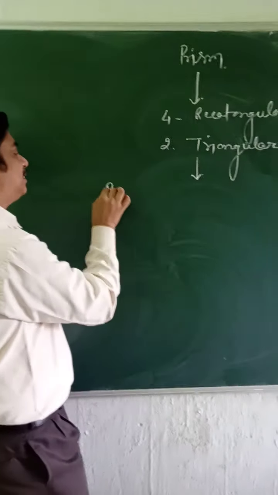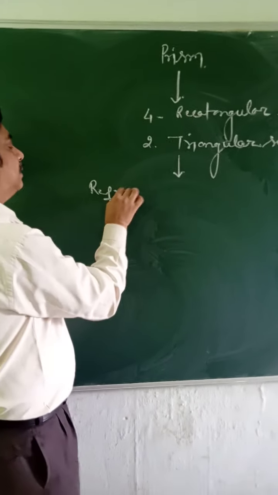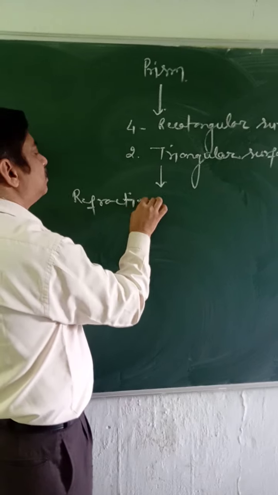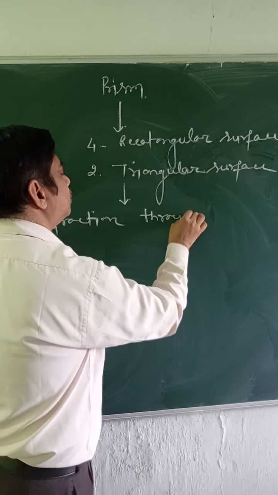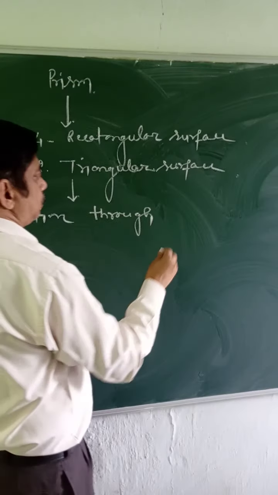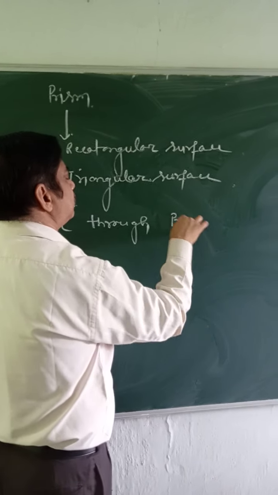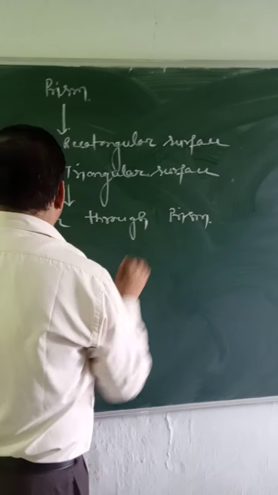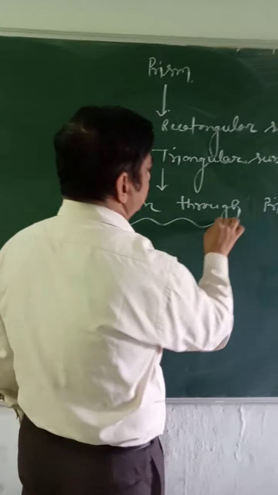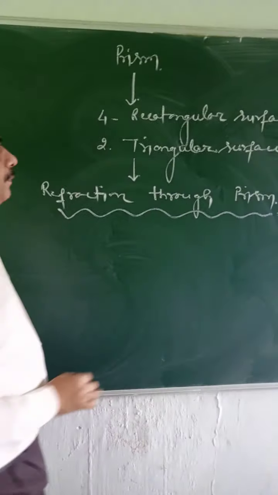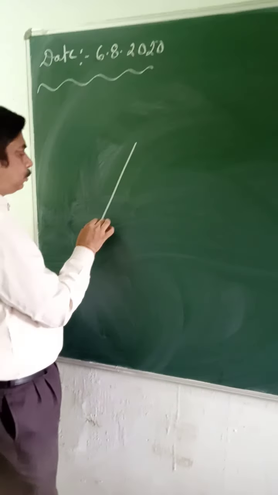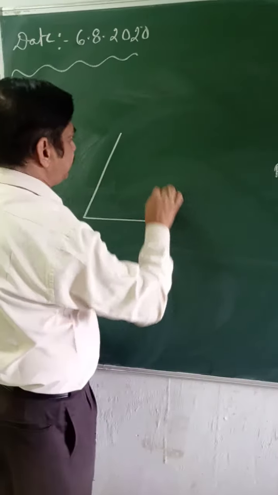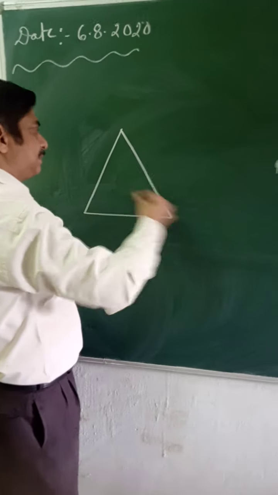how the refraction occurs through prism. Refraction through prism. So here the two-dimensional diagram of that prism is like this.